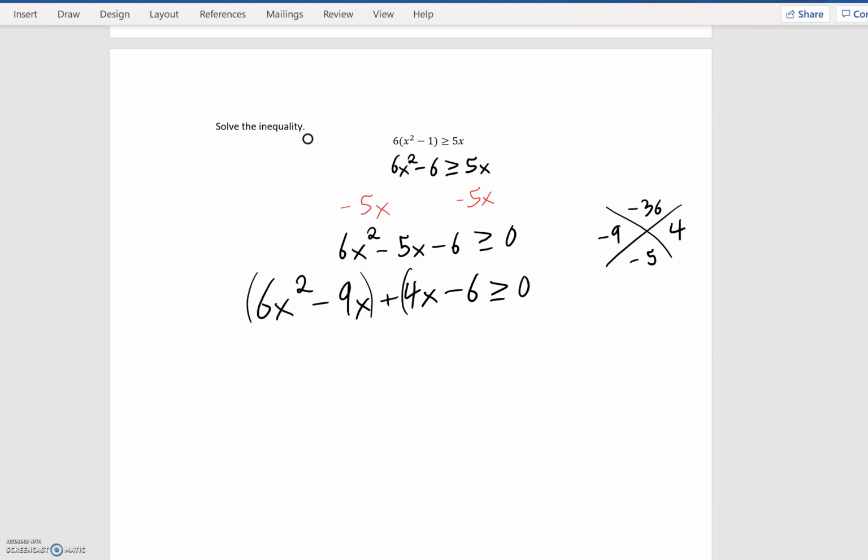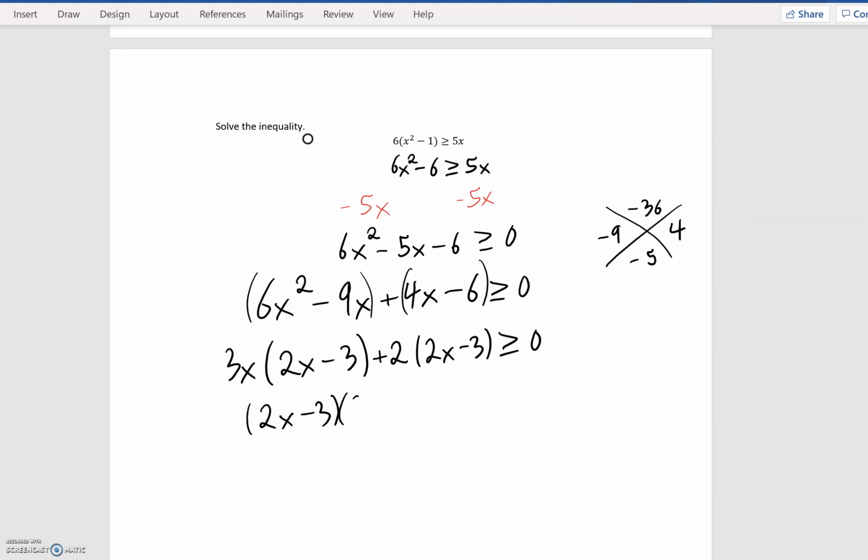I'm going to draw parentheses here and here. From the first set of parentheses, I can factor out a 3x, and I'm left with 2x minus 3. What can I factor out from the second set of parentheses so that what's left inside matches up with the first set of parentheses? I can factor out a 2. Treating 2x minus 3 as one gigantic term, we can factor it out. And the second set of parentheses that I write here in this next line will be 3x plus 2.